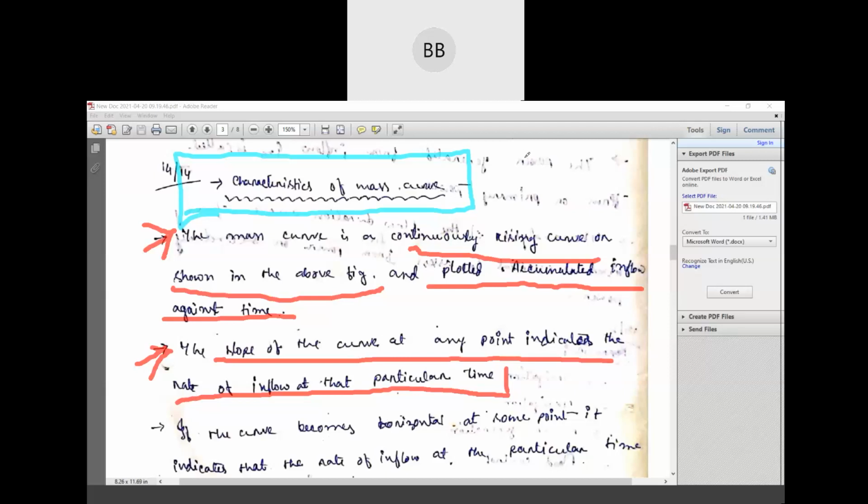That means if in the graph you consider any point, there will be two axes: one is the x coordinate and one is the y coordinate. That x coordinate will be your time. For that particular time, if you find the slope of the curve at that x point, that slope gives you the rate of inflow to the dam for that particular time. That is our second point.